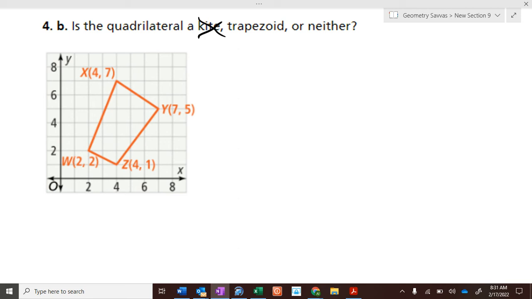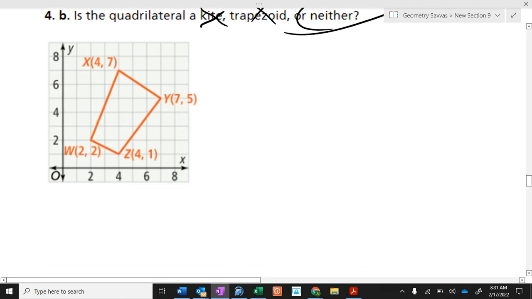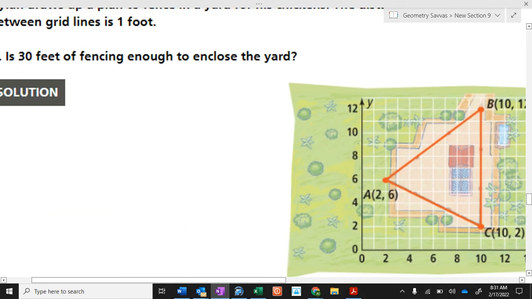Is down 1 over 2 the same as down 2 and over 3? No, they are not parallel. Are these sides going to be parallel? No. Can it be a trapezoid if there's no parallel sides? No. So it's neither. Okay, just looking at shapes, figuring out what they are.